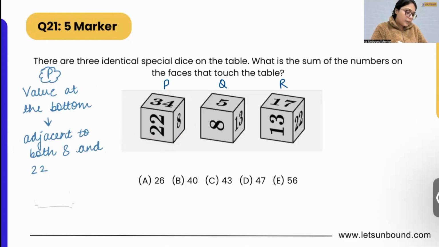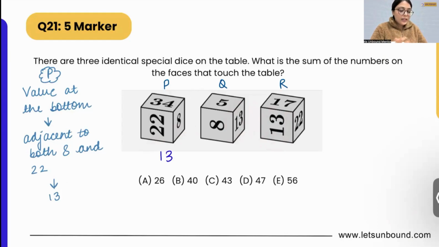So let's take help from the other 2 dice given to us. We see that 13 is adjacent to 8. Can you see that in the picture? Yes, 13 is adjacent. And also in dice R, you can see 13 is adjacent to 22 also. That means for both 8 and 22, we can see 13 is adjacent. So 13 should definitely be the bottom digit for the first dice. So 13 will be the answer for the first one. Let me write it here as well.